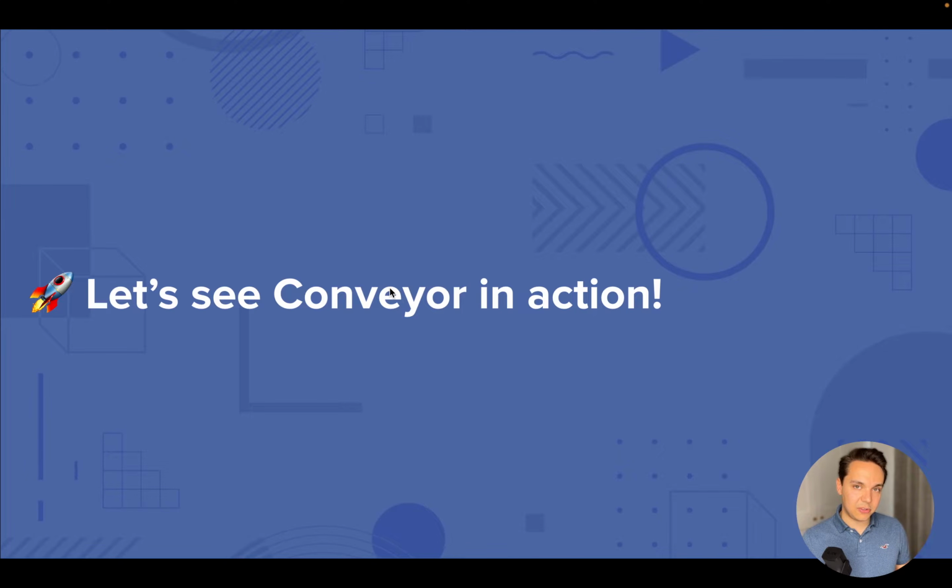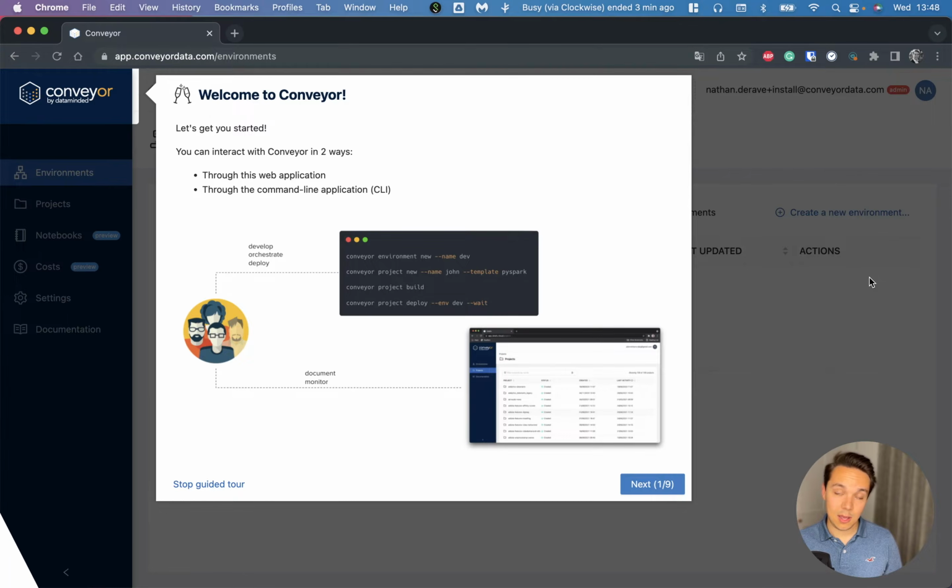So it's now time to see that in action directly in the Conveyor UI. The first time you connect with the Conveyor UI, you will be welcomed by this very convenient guided tour. This guided tour is in two parts. The first part shows you the different concepts around Conveyor, stuff like environments, projects, settings, notebooks, and so on. While the second part is all about deploying your first project in Conveyor through an example project.